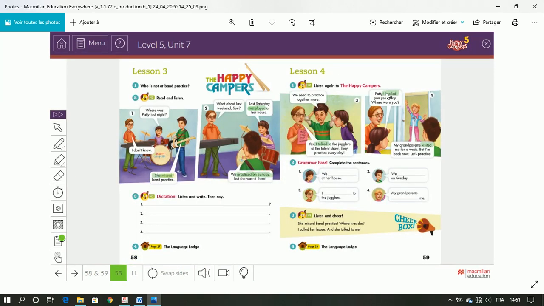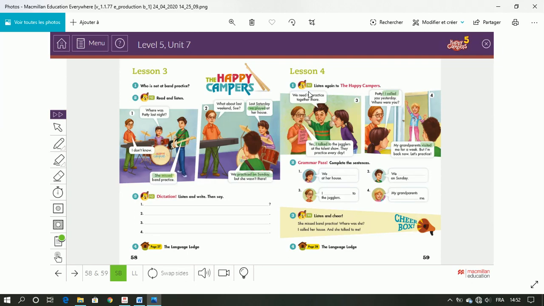Then we moved to lesson 3. In lesson 3, we saw some expressions of the past time, such as last Sunday, last year, last month, last week, yesterday. So these are some expressions of the past time. Then we moved to lesson 4. Lesson 4 is about regular verbs in the past.